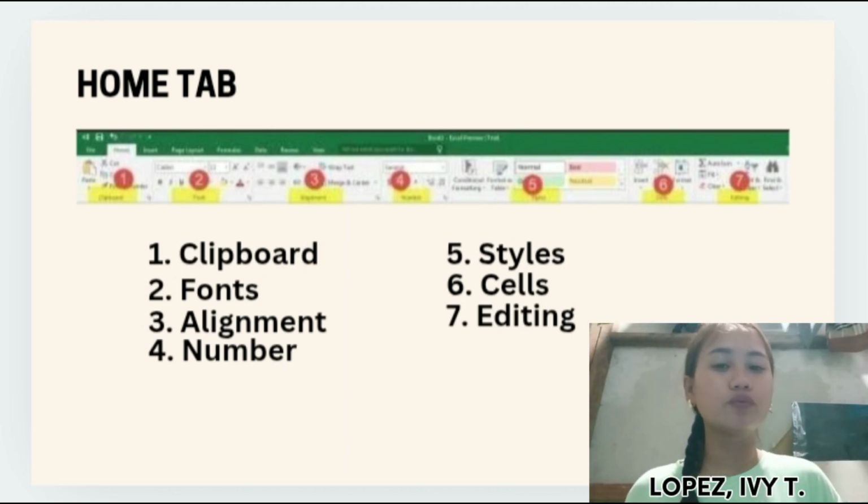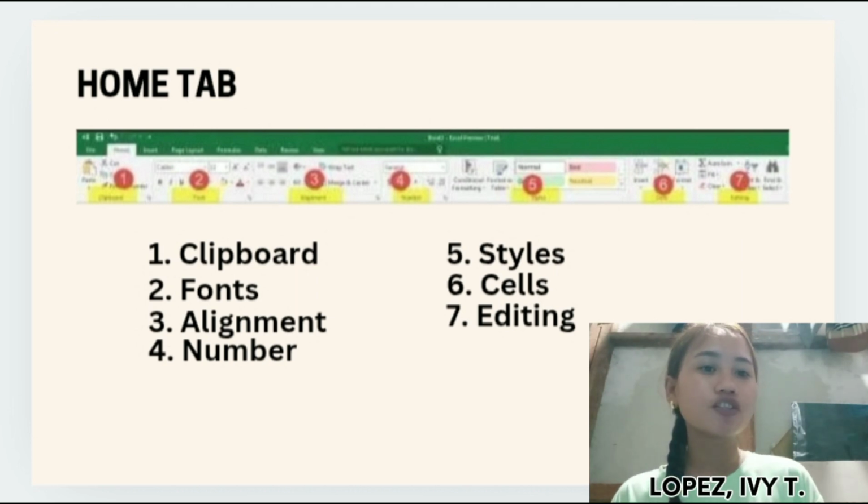So the next one is the Home tab. The Home tab in Excel provides a central location for the most frequently used commands for formatting and editing data in your spreadsheet. These are the components of the Home tab. Number 1 is Clipboard. This section includes the cut, copy, and paste commands as well as the Format Painter. Number 2 is Font. Here you can change the font style, size, color, and other text formatting options.